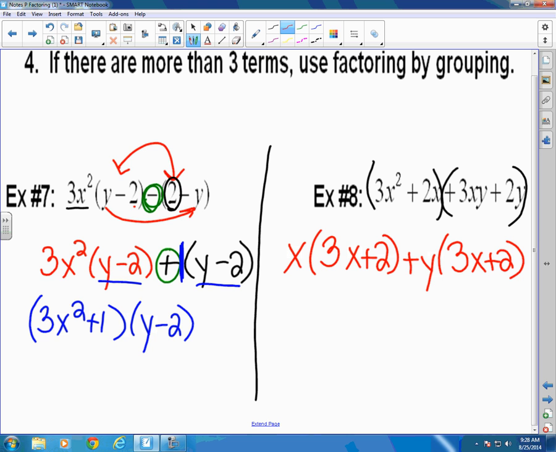Factor by grouping, I think, is fairly straightforward because you know how to do the AC grouping method, and we're just not doing the AC part. We just are putting parentheses, pulling out what they have in common. So now we have x plus y, and then 3x plus 2. Now this problem is factored using factor by grouping. We have x plus y times 3x plus 2.